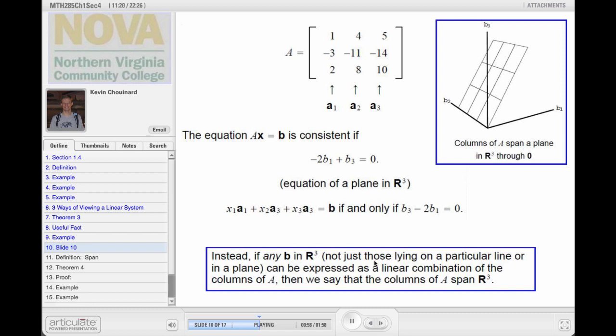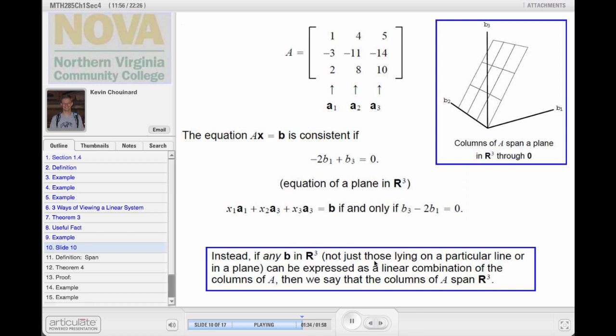Furthermore, of course you see the picture here of that plane. Now on the bottom in that blue box is the description of a situation that's not happening here. If any b in three-dimensional real vector space can be expressed as a linear combination of the columns of A, then we say that the columns of A span three-dimensional space. Now that's not happening in the previous example for the matrix A you see at the top of the screen here, because there were b that mess it up.